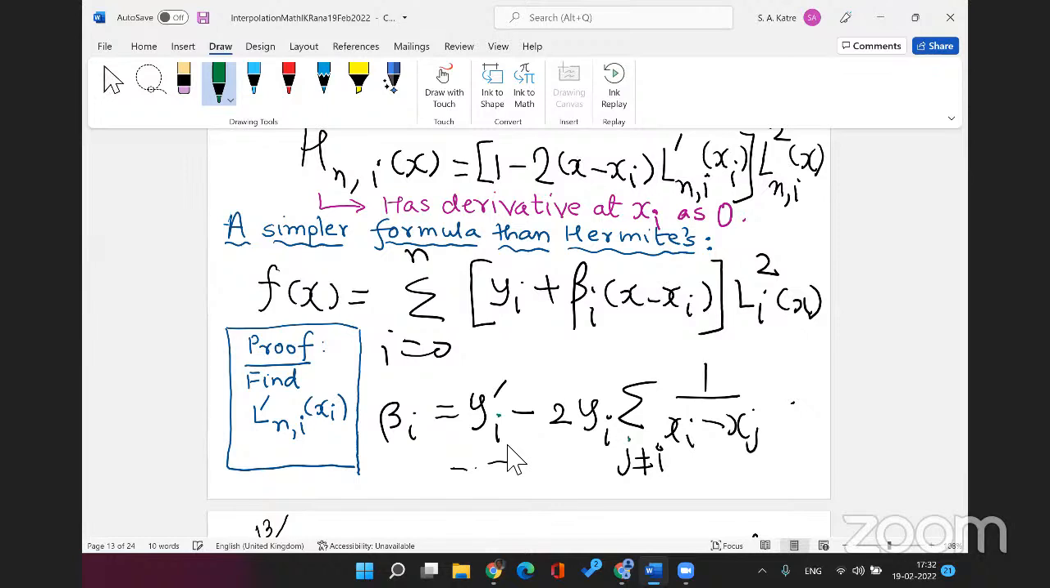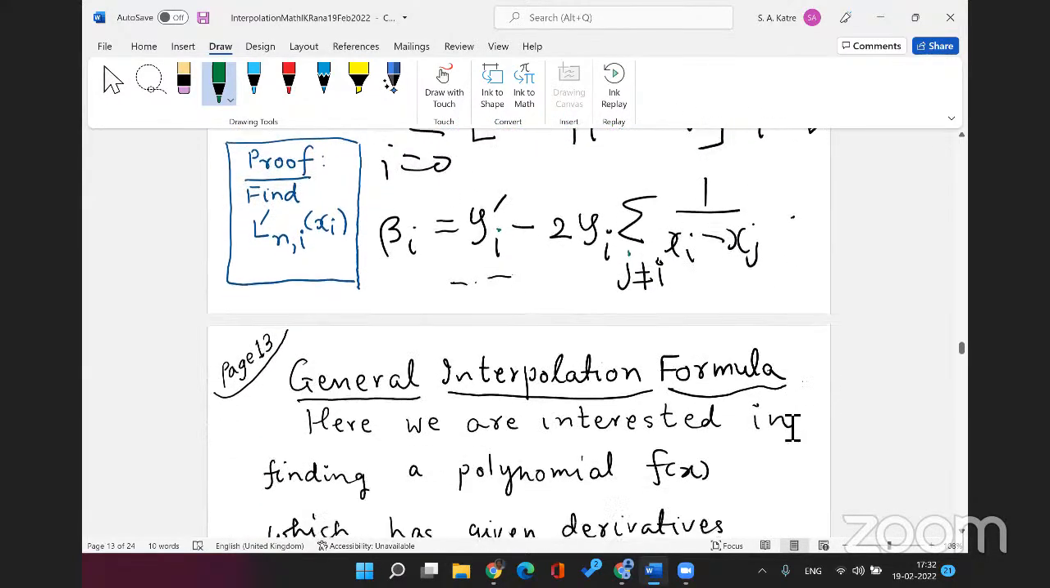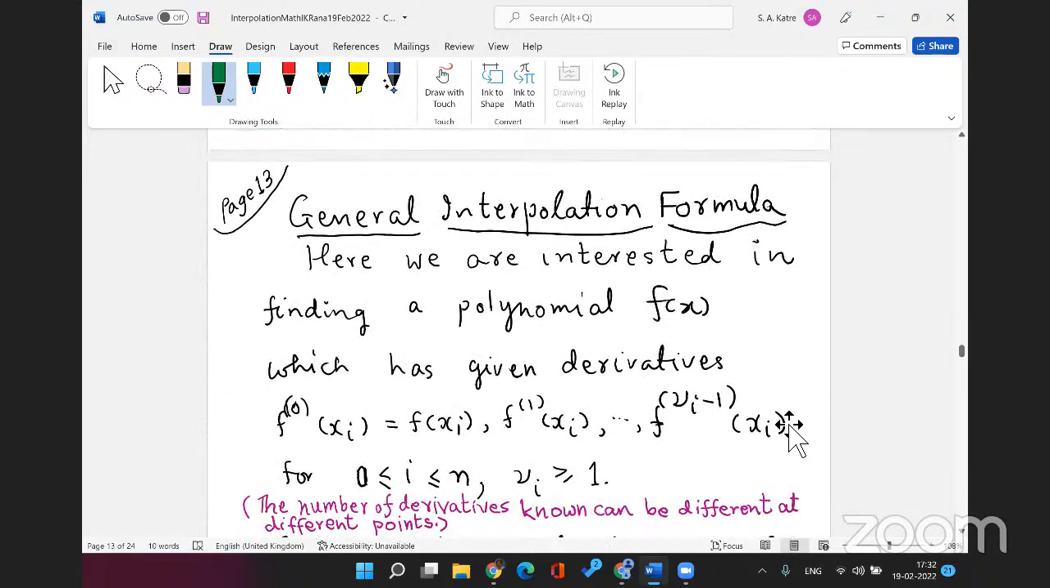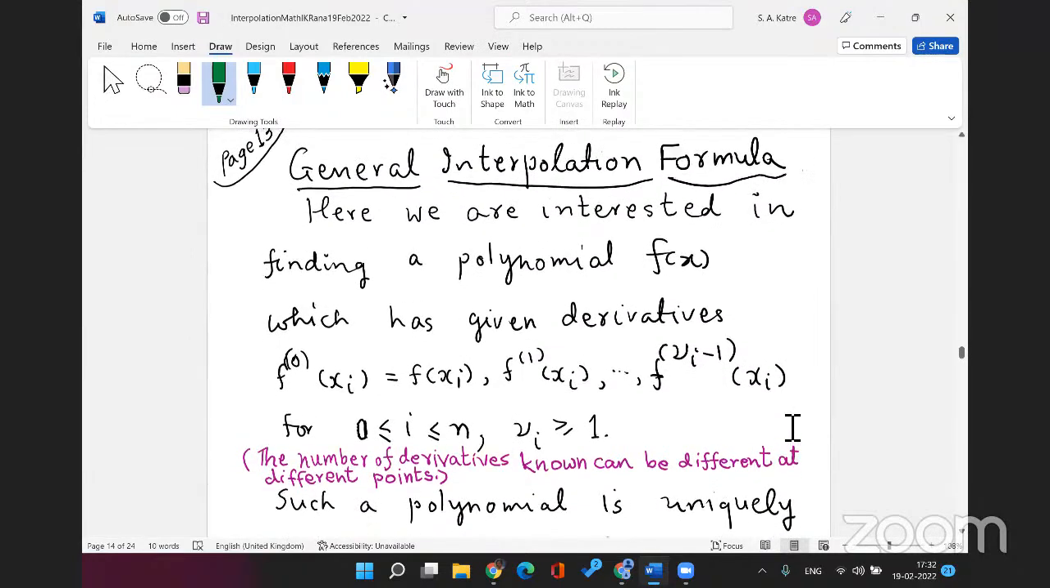So this is the formula which does not involve any derivative, and once you know y_i and y_i dash, you can write down this thing. And if you like, you can write it as a combination of, so y_i times something plus y_i dash times something. That way also you can write it if you like. That is what Hermite had done. So now we want to see the general interpolation formula and how the Chinese remainder theorem is useful there. And we'll also try to see how these two formulas also can be derived from the Chinese remainder theorem.